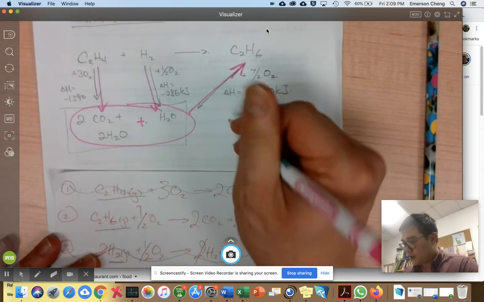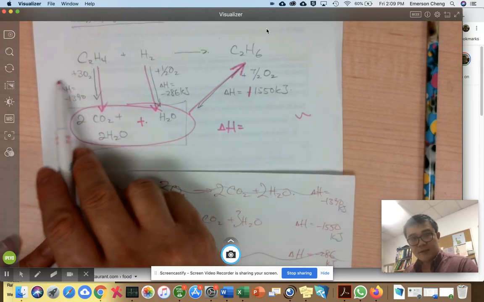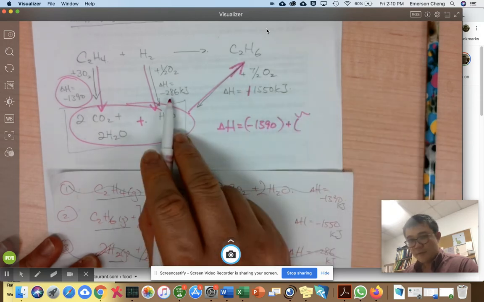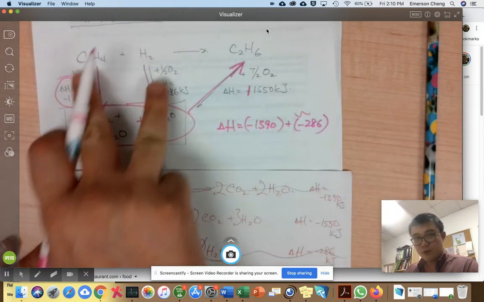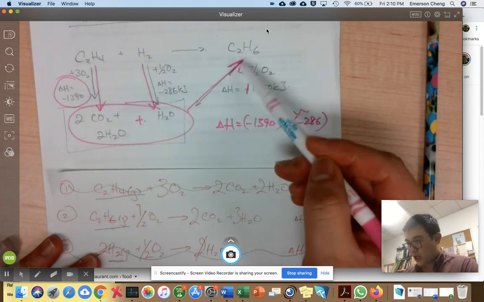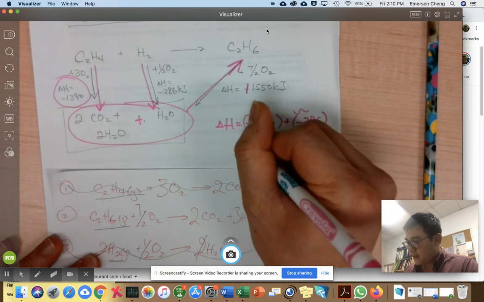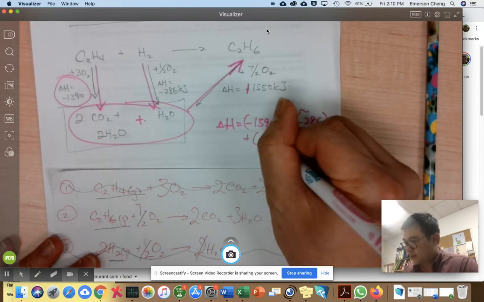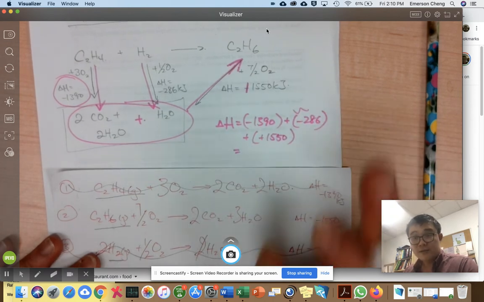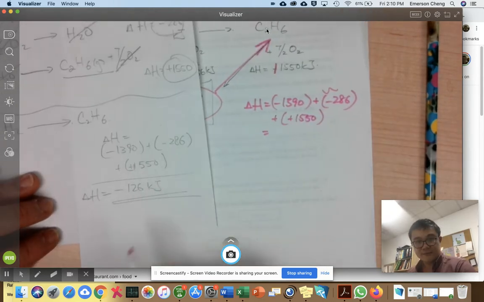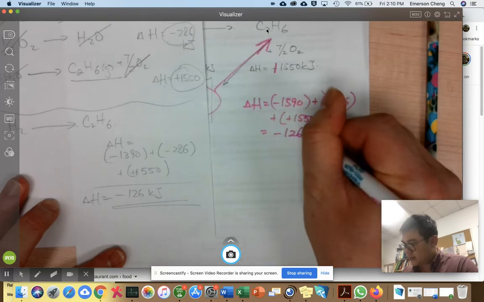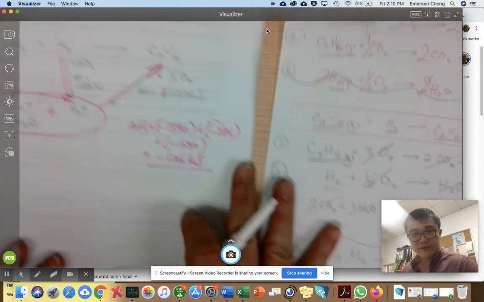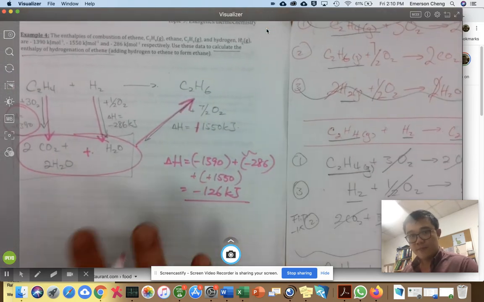So your delta H in this case will be minus 1390 plus minus 286, because you go through both this way, right? Now, because you're changing the sign, you can say minus minus, or you just change the sign directly and add plus 1550. Lo and behold, it's the same thing here. It's still minus 126 kilojoules. So there you have it. Either way of solving this, enthalpy cycle or system of equations, both will have the same answer.